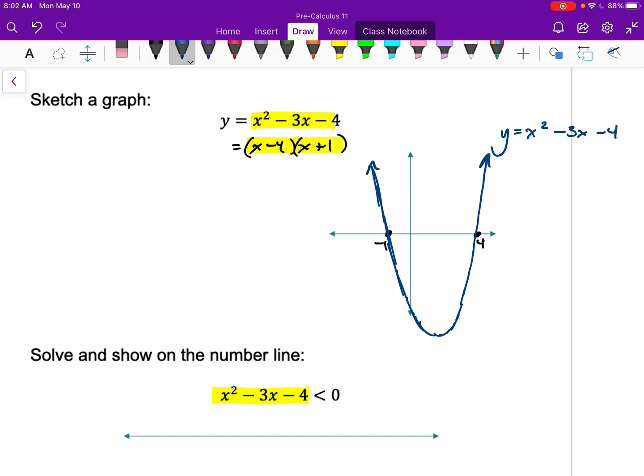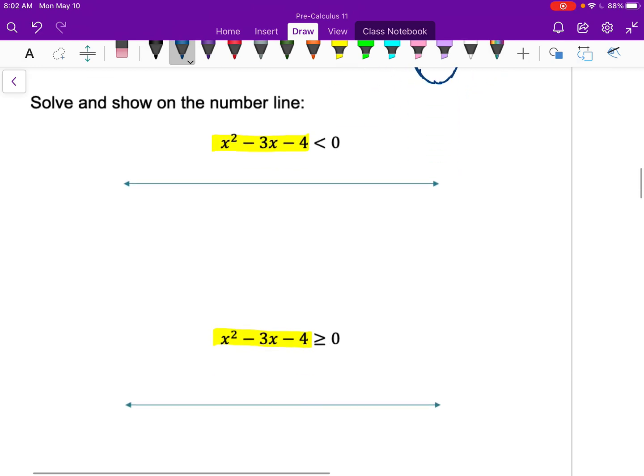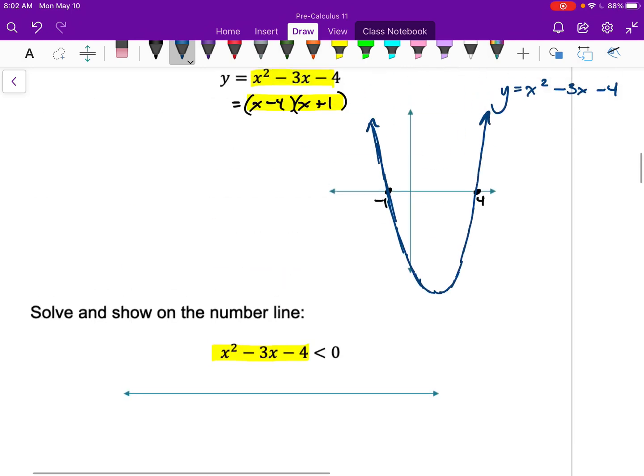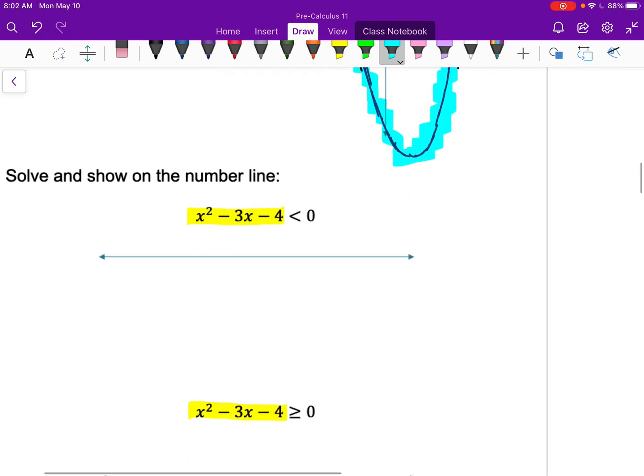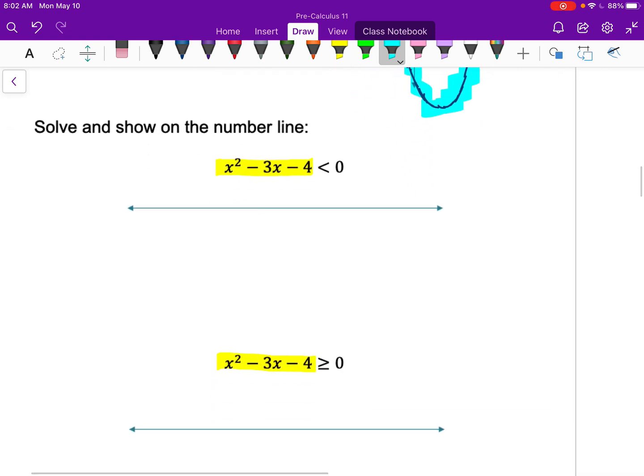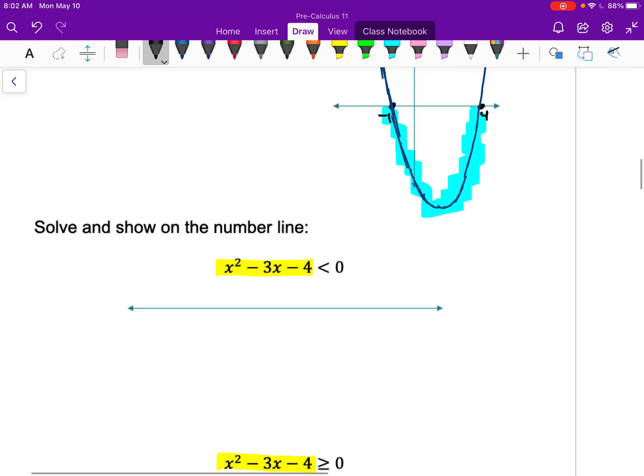So I want to use this now in the same way as before to answer these two inequalities right here. So first, where is x squared minus 3x minus 4 less than 0? Well, that's this whole interval right here. And what is that? Between -1 and 4. And so on a number line, all I need to show are two things, the numbers -1 and 4.